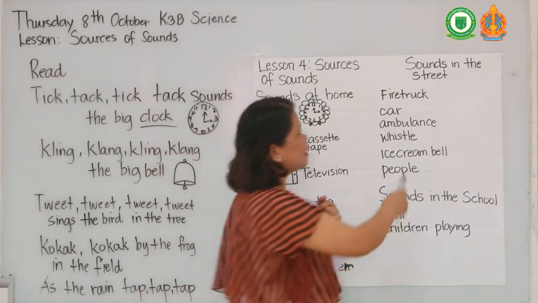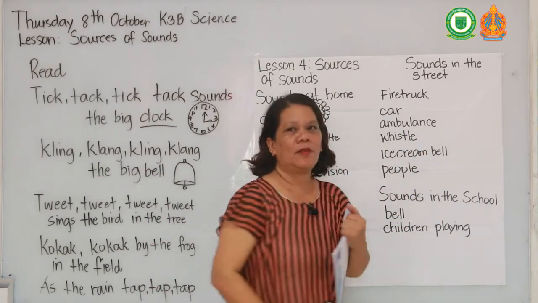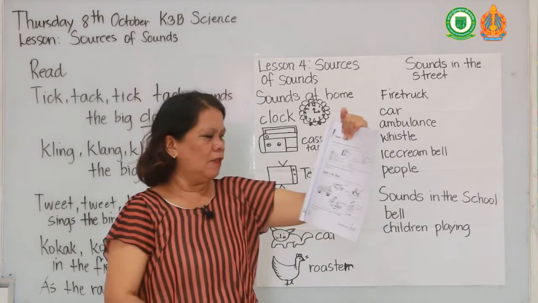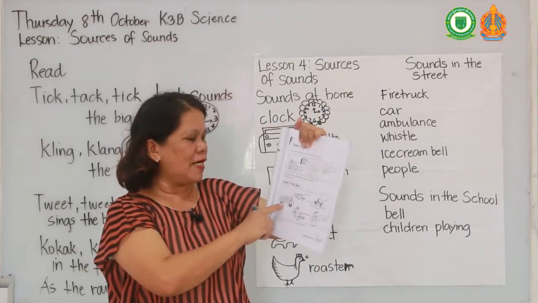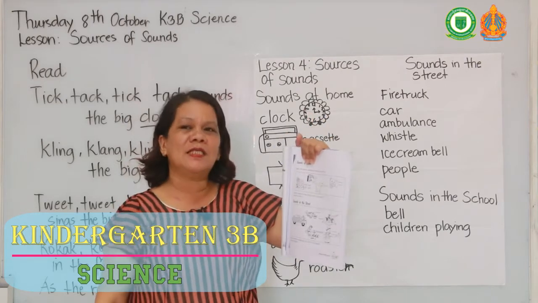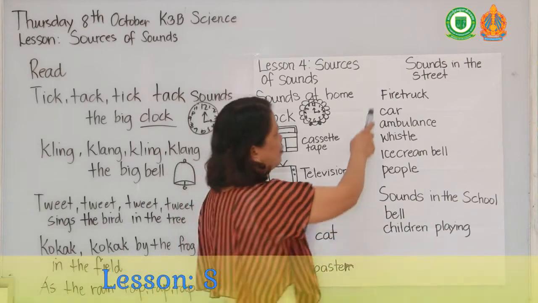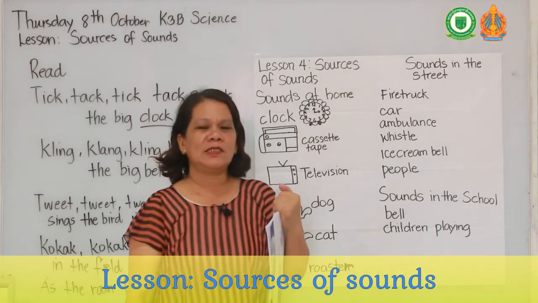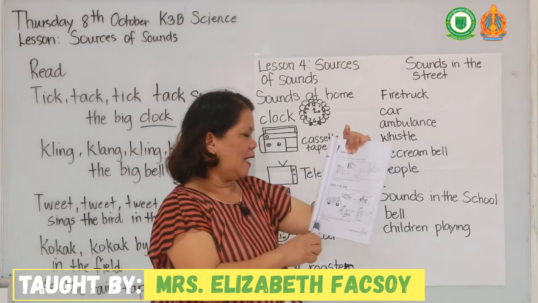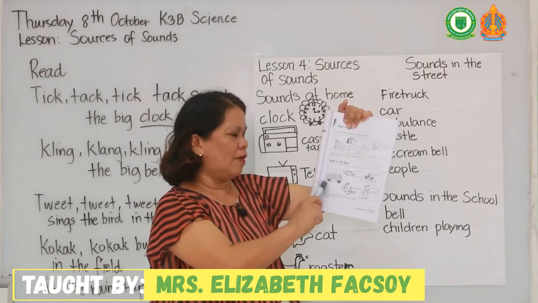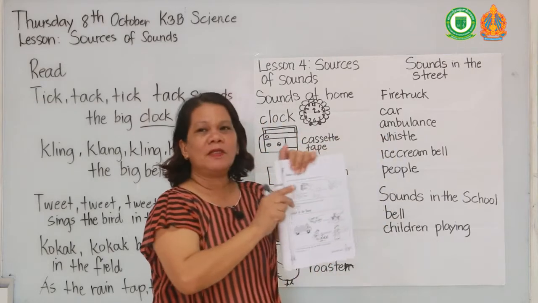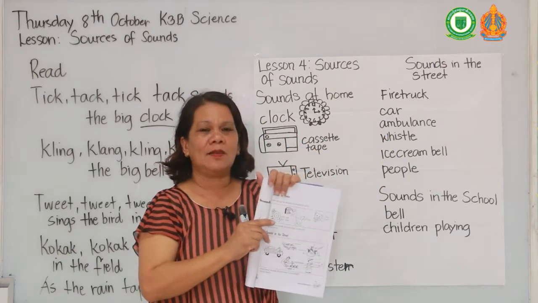About sounds in the street. Along the road, you can hear different kinds of sounds. For example, the fire truck. You can hear the big siren, woo, woo, woo, together with the ambulance. Not only the fire truck but also the ambulance. They are very noisy. They have big sounds. It means that you have to prepare if you hear the sounds.